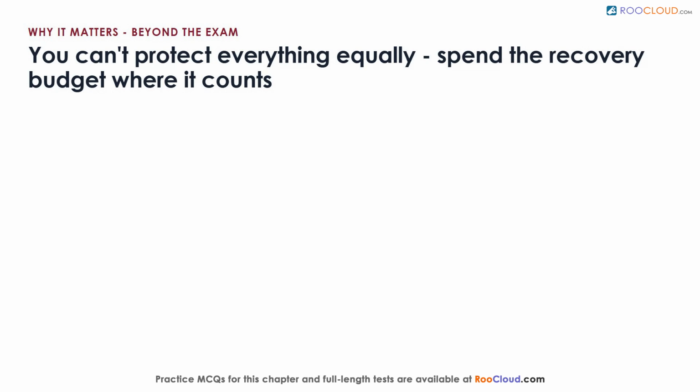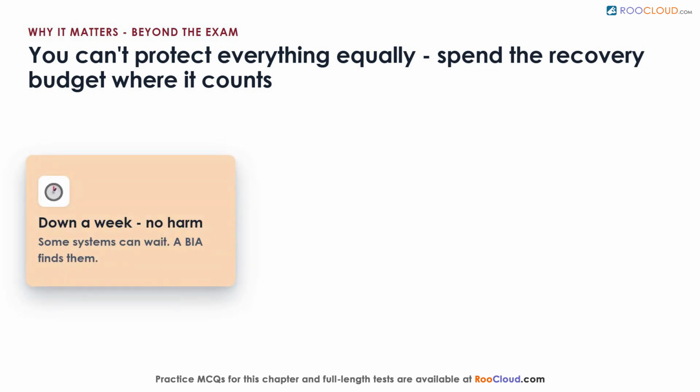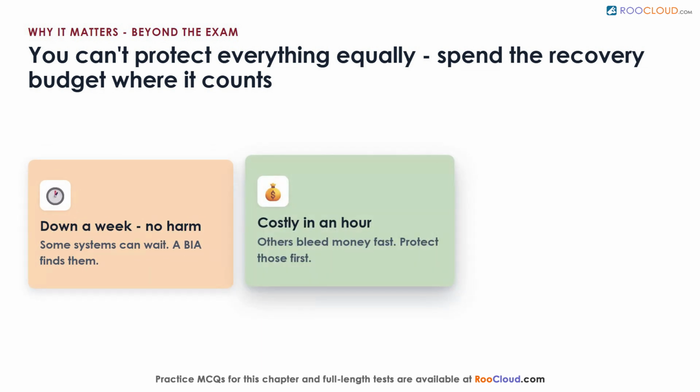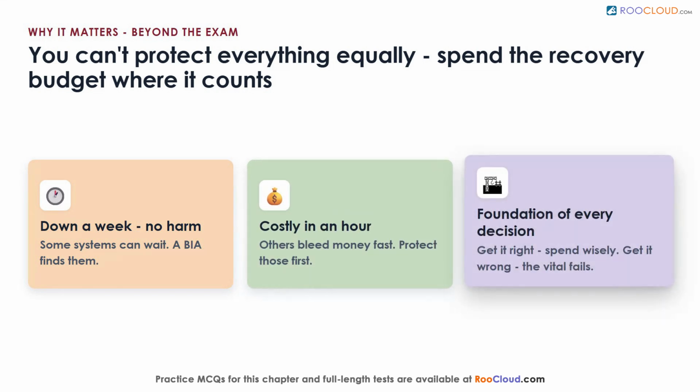Why does this matter beyond the exam? Because you cannot protect everything equally. Picture a regional bank with hundreds of systems. Some can be down for a week without harm. Others cost a fortune after a single hour. A business impact analysis tells you which is which. It is the foundation under every continuity decision. Get it right, and you spend your recovery budget wisely. Get it wrong, and you overprotect the trivial while the vital fails.